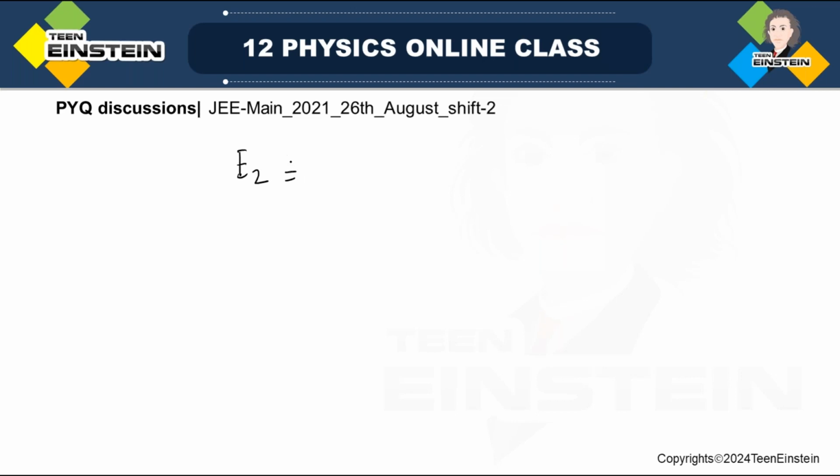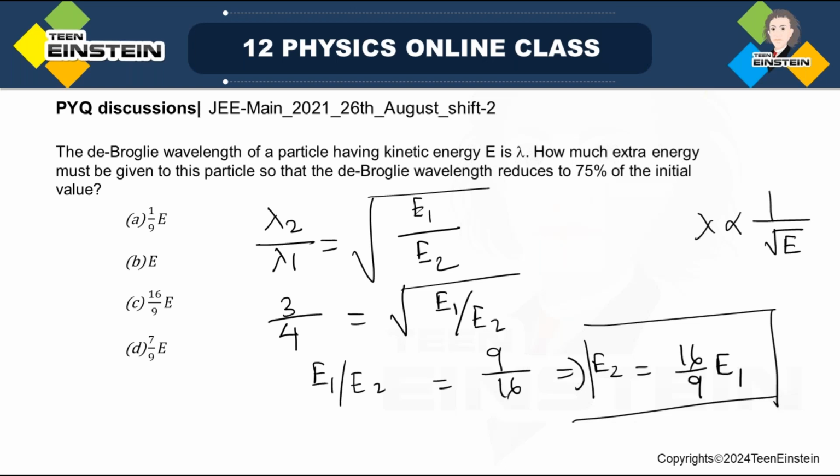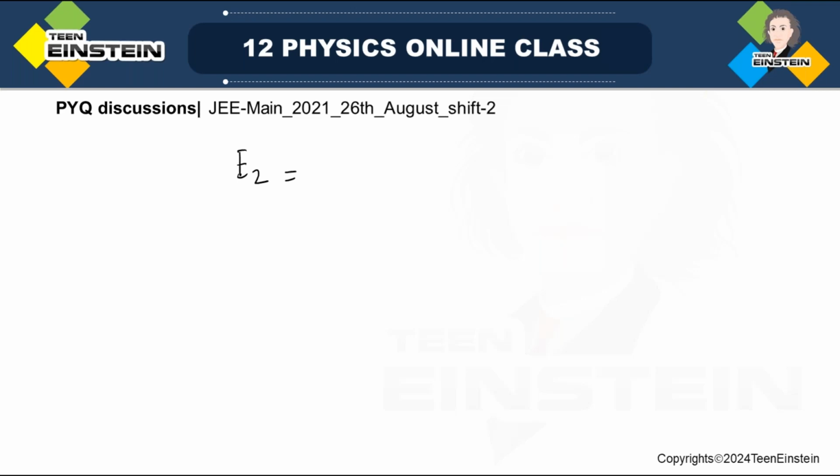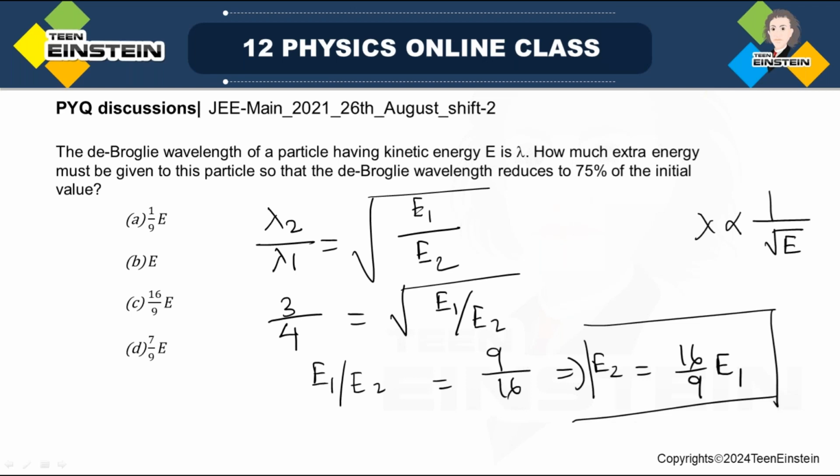So E2 is the total energy, right? So you have to subtract from here. You have to just take 16 by 9 E minus E. So this will be the extra energy. Okay, let me write that as delta E, extra energy. So 7 by 9 E. So the last option will be the correct answer for this question. Okay, 7 by 9 E.